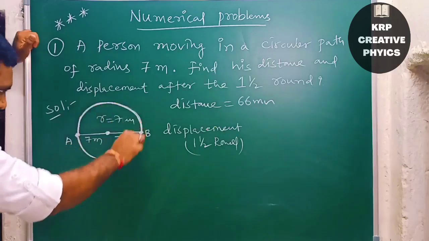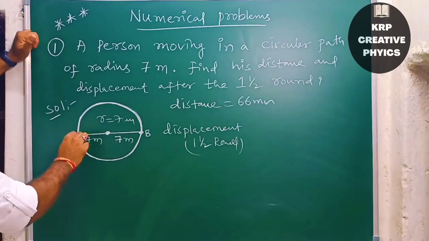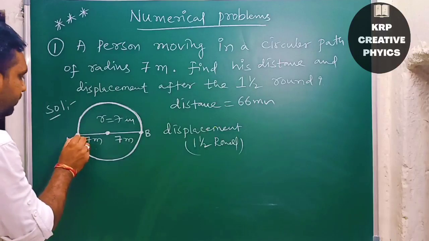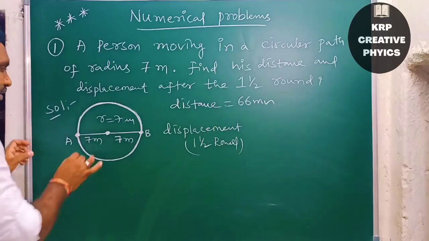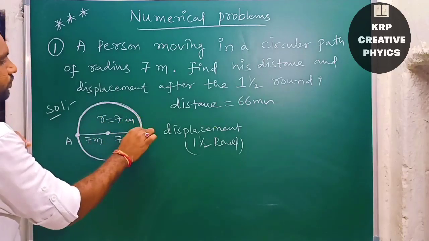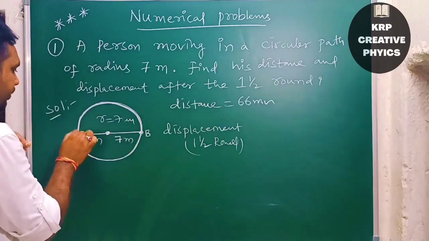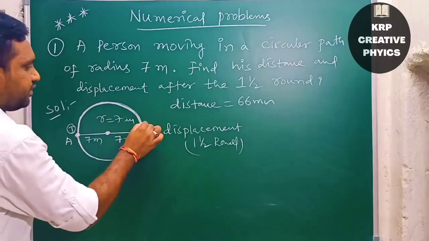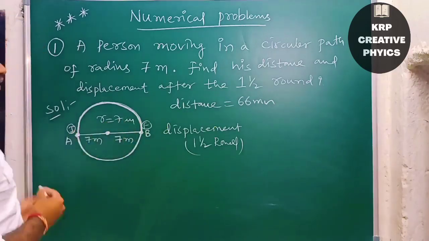Okay, now after the completion of 1 round, displacement is 0. So why? Because the object is coming to its initial position again. Displacement is 0. And the remaining part we need to consider is only half round. So this is the initial position and this one is the final position.